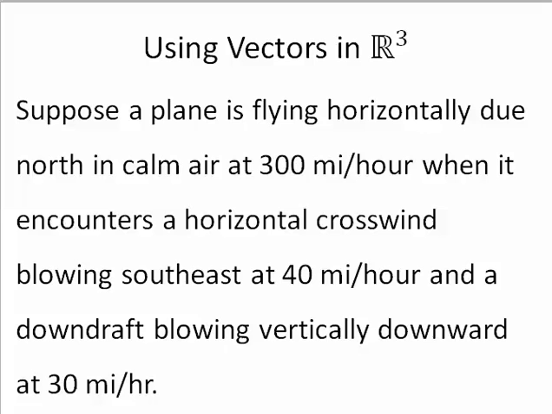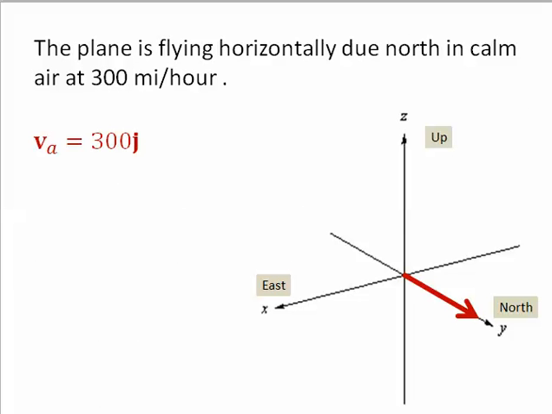Suppose a plane is flying horizontally due north in calm air at 300 miles per hour when it encounters a horizontal crosswind blowing southeast at 40 miles per hour and a downdraft blowing vertically downward at 30 miles per hour. The plane is flying horizontally due north in calm air at 300 miles per hour. So v sub a, the velocity of the plane relative to the air, is 300 j.